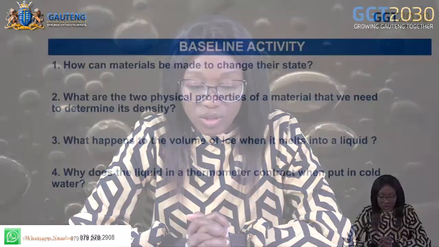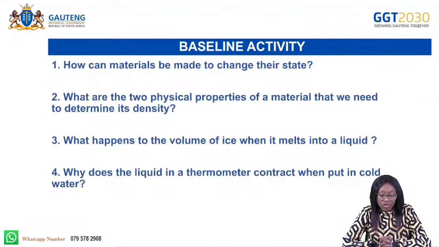So here's the first question. Number 1, how can materials be made to change their state? Number 2, what are the 2 physical properties of a material that we need to determine its density? Number 3, what happens to the volume of ice when it melts into a liquid? Number 4, why does the liquid in a thermometer contract when put in cold water?